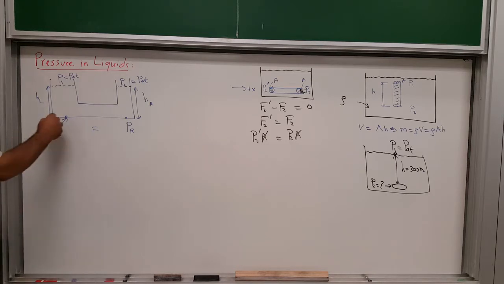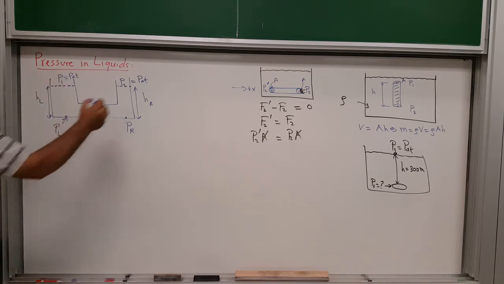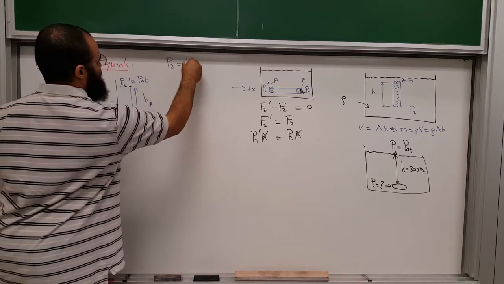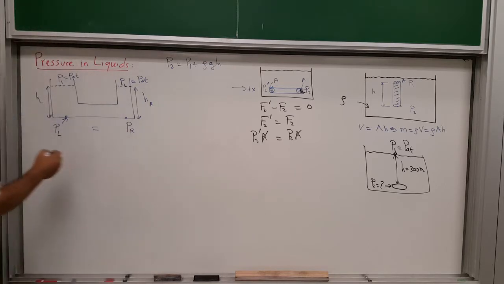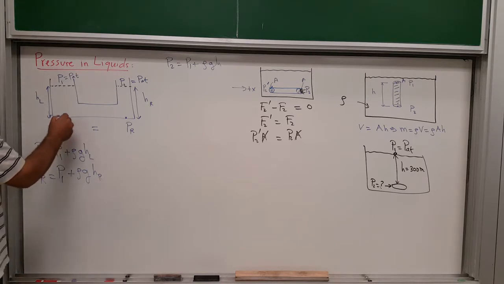So now, how do I get P left? Well, remember, P2 equals P1 plus rho g h. So the pressure on the left is equal to P1 plus rho g h on the left. And the pressure on the right will also be P1 plus rho g h on the right. But the pressure on the left has to equal the pressure on the right.